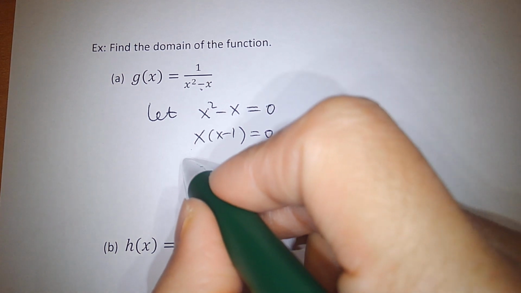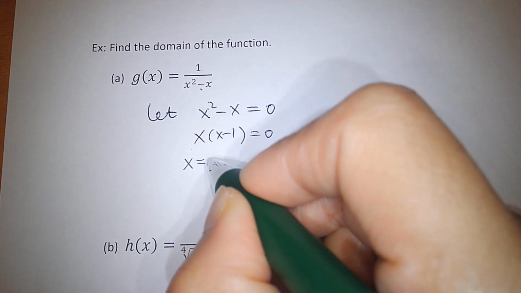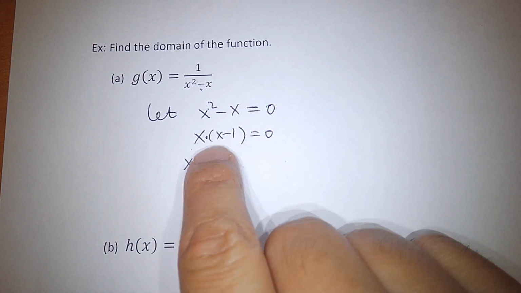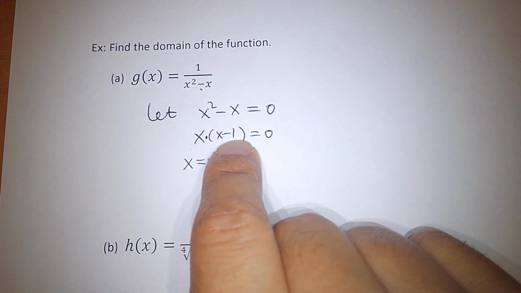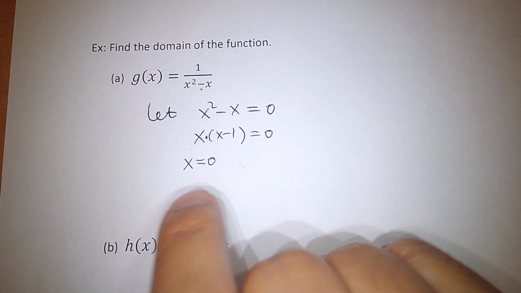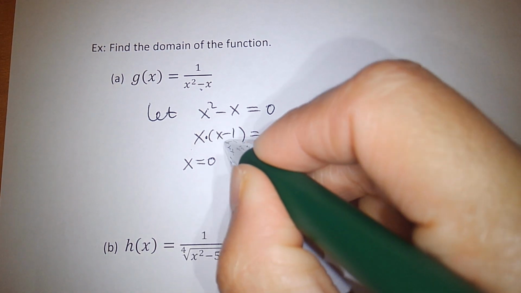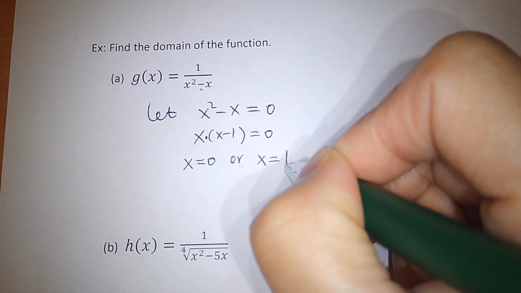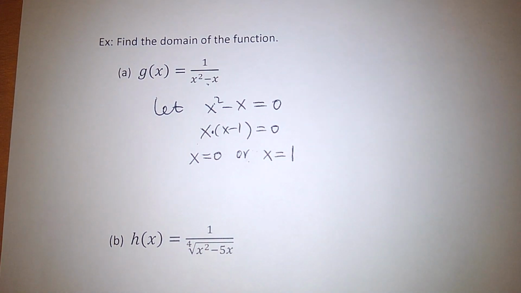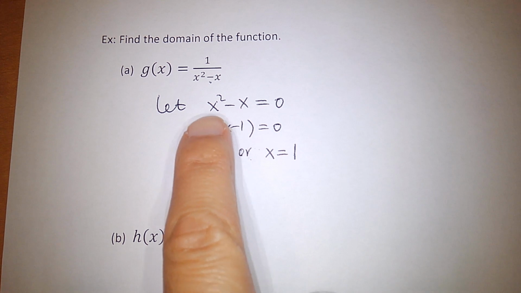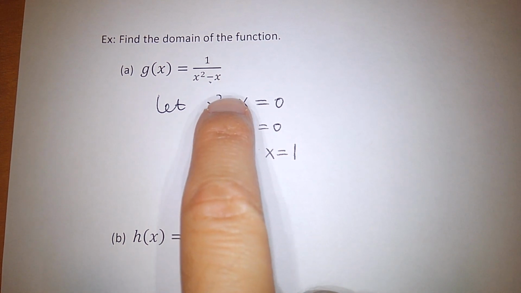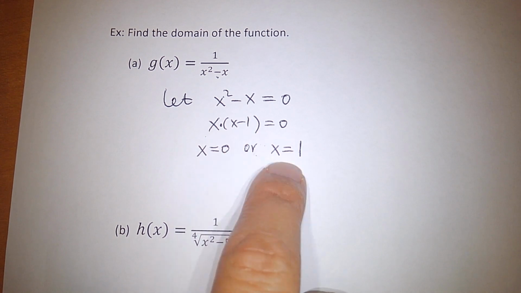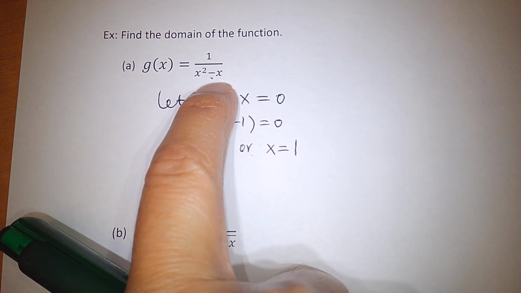And then how many x values can we solve for? If a multiplication equals 0, either of the factors should be 0. So either x equals 0 or x minus 1 equals 0. And then that gives us x equals what? 1. Right? Okay, so this is actually solving a quadratic equation. You learned this from college algebra. Alright, so now we find two values of x that make the denominator equal 0.